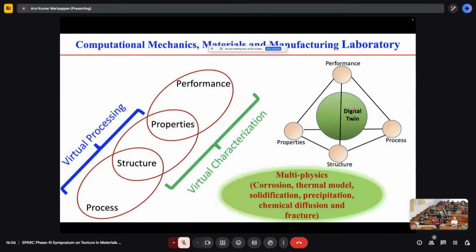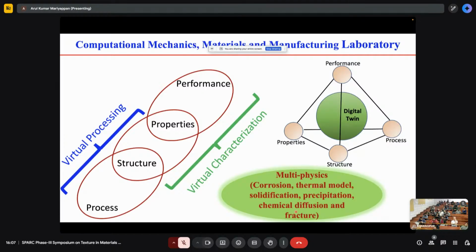I'll skip this one. So what are we doing in our group? Our laboratory is called Computational Mechanics, Materials and Manufacturing Laboratory. In our group, our goal is to develop a digital twin to establish the process-structure-property-performance relationship. For that, we are doing two things: one is called virtual processing, the other is called virtual characterization. So far we have done work on glide, climb, and this kind of physical metallurgy and materials science aspects. Right now, we are extending our framework to account for multi-physics, like corrosion, solidification, thermal models, chemical diffusion, fracture and so on.